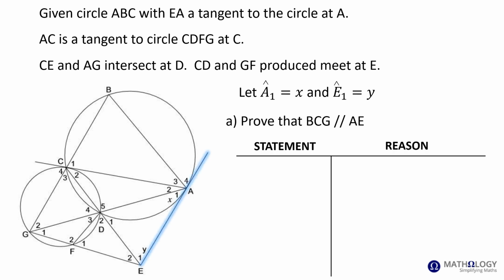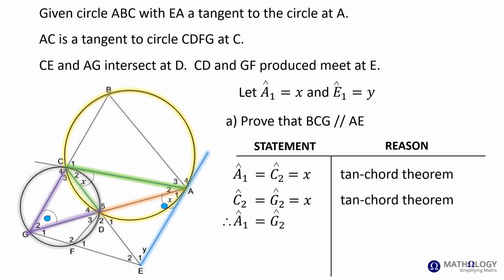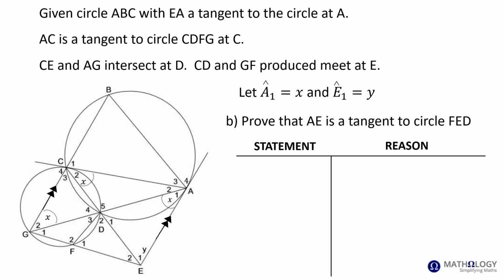EA is a tangent to circle ABC, which means that angle A1 equals angle C2, the reason being tan chord theorem. We should now look to relate angle C2 to another angle, based on other given information. We were also given that AC is a tangent to circle CDFG, which means that angle C2 equals angle G2, again, the tan chord theorem. We can now deduce that angle A1 equals angle G2, since they both equal x. BCG is therefore parallel to AE, because the alternate angles formed by these parallel lines are equal.